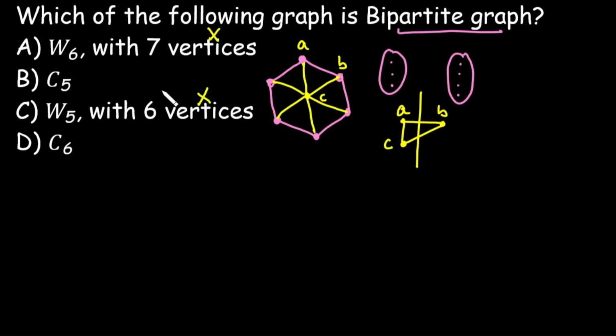Also remember, there is a trick. If we get a triangle in any graph, that graph cannot be a bipartite graph. Now we have two options, C5 and C6. Let's check C5, whether that is a bipartite graph or not.